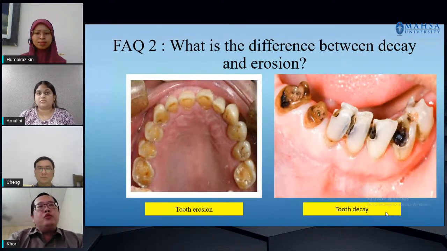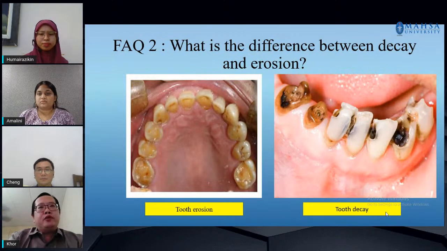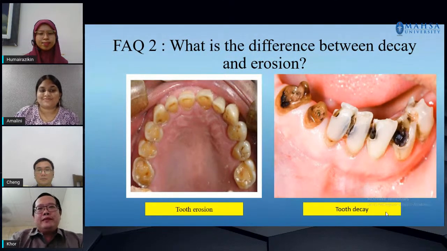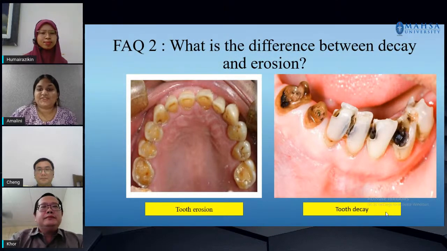is the weakening of the tooth structure, the enamel, causing a yellow and dull appearance, and also tooth sensitivity eventually. Normally it's not reversible, and the treatment may necessitate something like application of fluoride and so on, depending on the severity. Thank you. Okay, thank you, Dr. Ko.